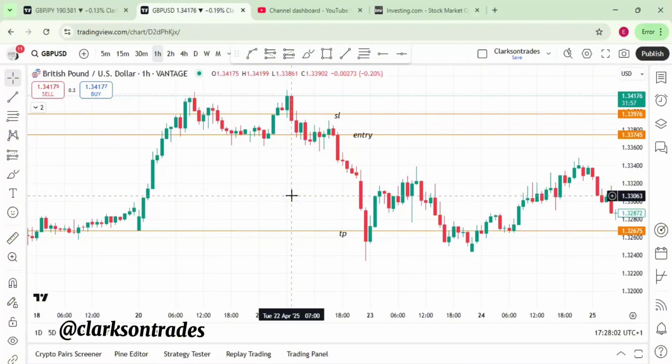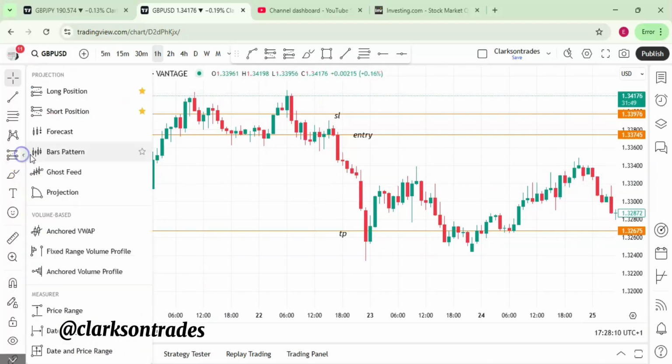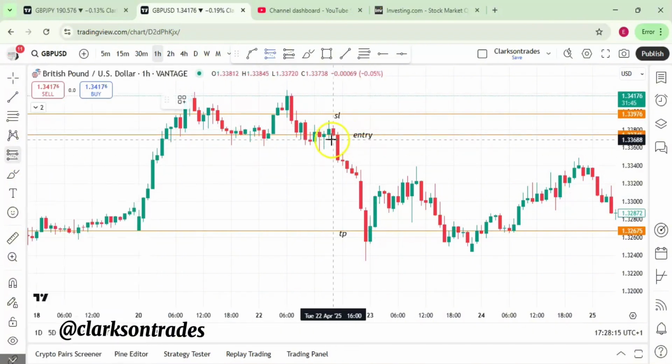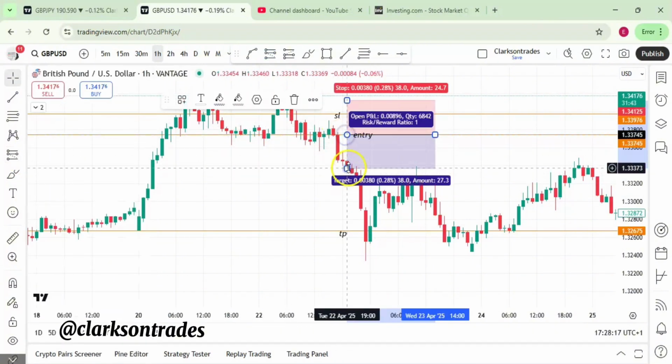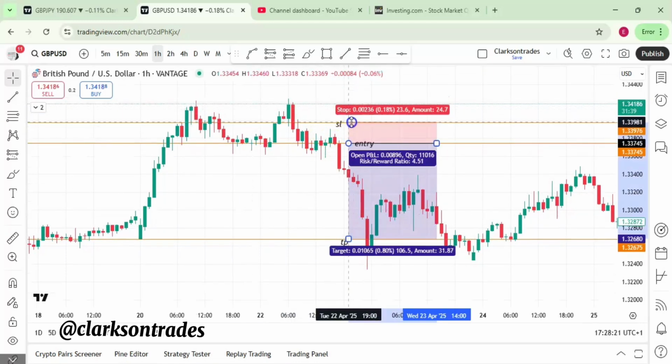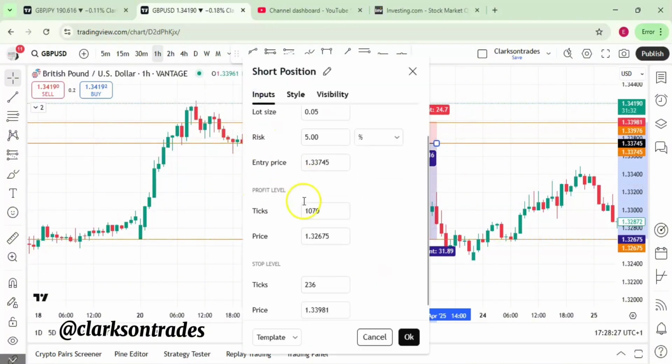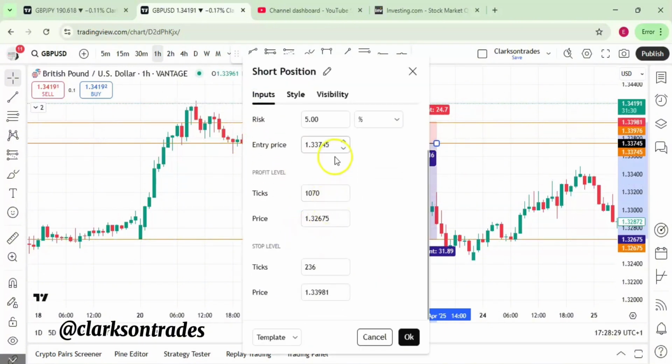How do we calculate the number of pip without using our toolbar? Like I said, you can just use the set tool. Come here to your object, go to short position, and you can get the number of pip using this. Since I cannot be that accurate, for me to know the exact number of pip, I'll have to go to settings and edit the figures.